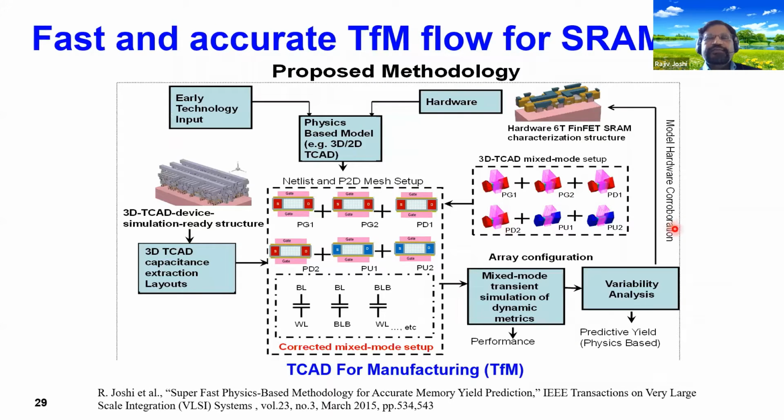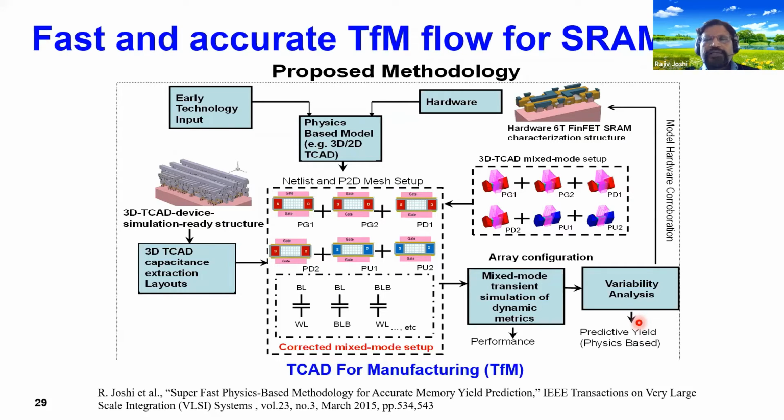So this is the methodology we came out with, called the fast and accurate TFM flow for SRAM, which is nothing but TCAD for manufacturing, where we use early technology input, physics-based model, 3D to 2D, then the 3D TCAD for capacitance extraction, which I mentioned, then inputting the transistors in the TCAD itself using the IBM local TCAD setup. We implemented it in a mixed mode fashion using a large number of transistors, with this mixture importance sampling technique, the capacitance information, and variability information, and we could predict the yield, just like you predict through SPICE analysis. This was done through the TCAD.